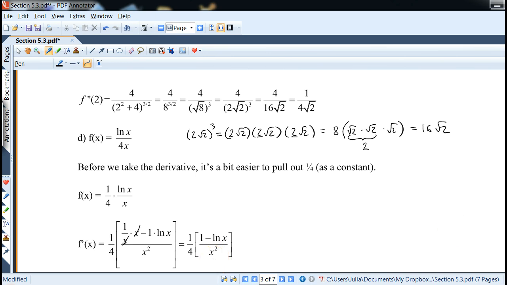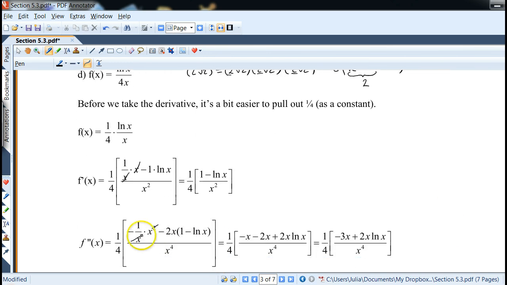And then to take the derivative of this is very similar. 1/4, we keep it as a constant. And again, I did quotient rule. So x squared gave us x to the 4th. Then I took the derivative of the top. Derivative of 1 is 0. Derivative of negative ln of x, that's just negative 1 over x. Then times the bottom, which is just x squared. So notice I canceled them already. Minus derivative of the bottom, which is 2x times the original top, 1 minus ln of x.